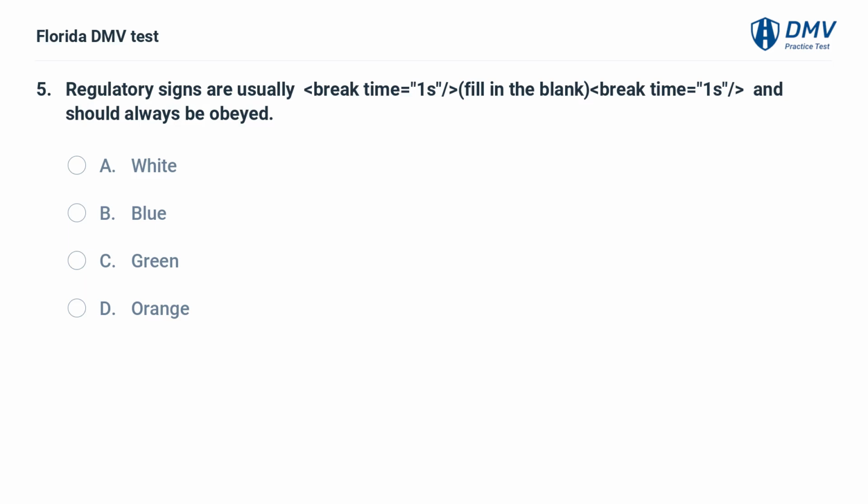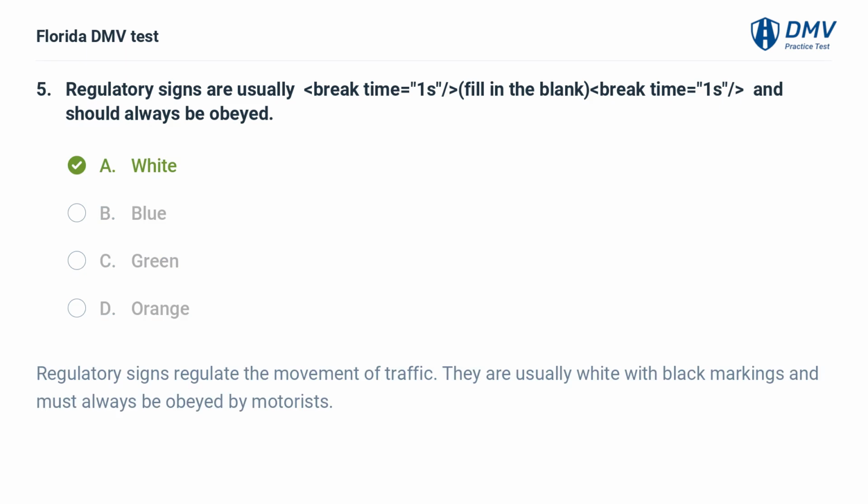Regulatory signs are usually fill in the blank and should always be obeyed. A. White. B. Blue. C. Green. D. Orange. A. White. Regulatory signs regulate the movement of traffic. They are usually white with black markings and must always be obeyed by motorists.